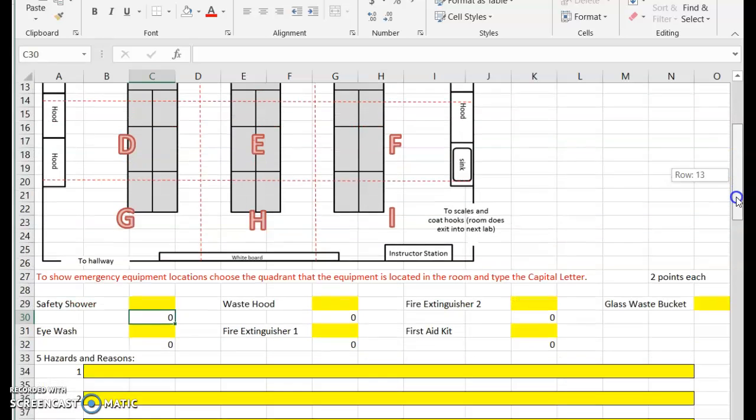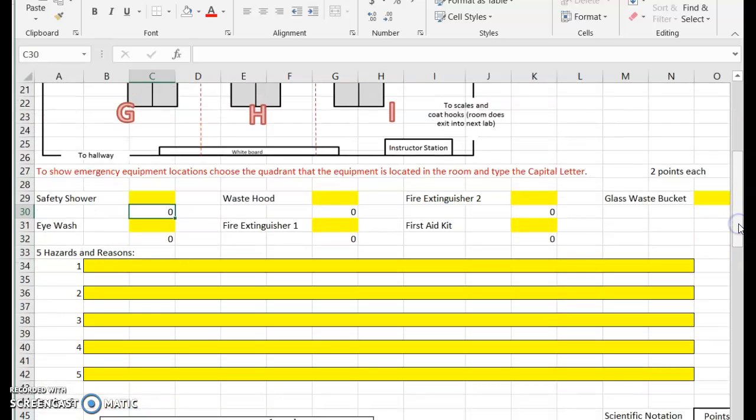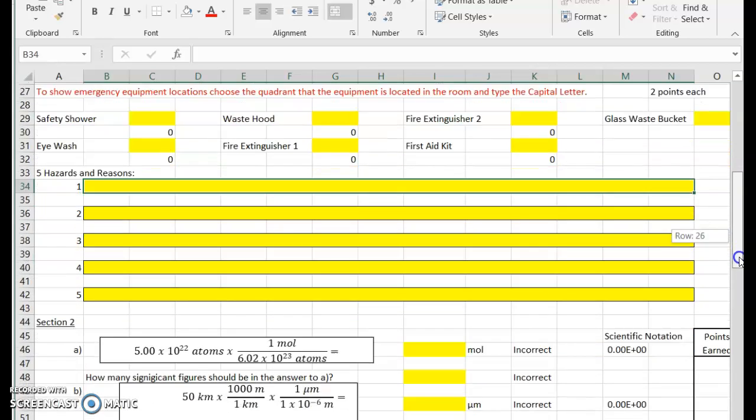You are also going to be looking for 5 different hazards that have been intentionally placed throughout the lab. And record your 5 hazards and the reason why they are a hazard. Please be sure to include the reason so that we know that you understand why these things are included in the lab. Think back to the safety video when you are looking for these particular hazards.